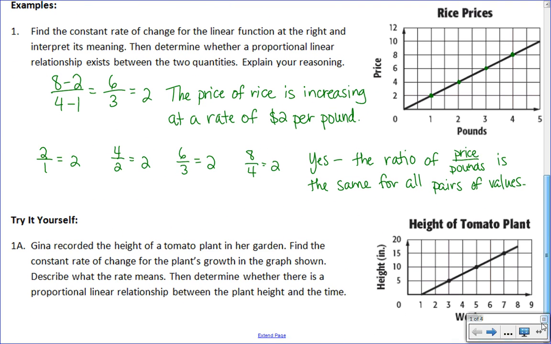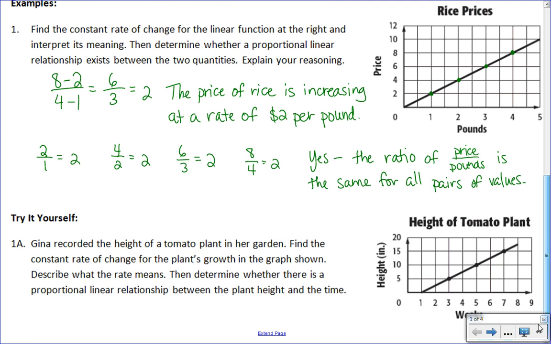Okay. The try it yourself problem is very similar. You're going to find the constant rate of change, describe what it means, and then determine if there is a proportional linear relationship between the two quantities. So go ahead and pause the video and work through the try it yourself problem. When you're ready to check your work, go ahead and hit play to resume.